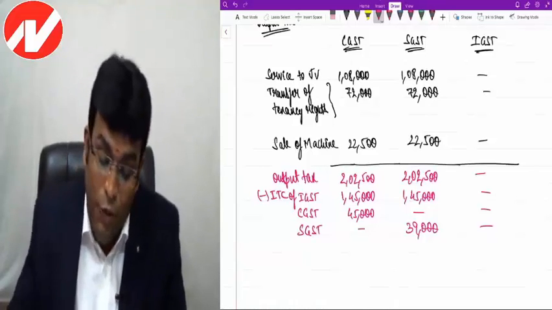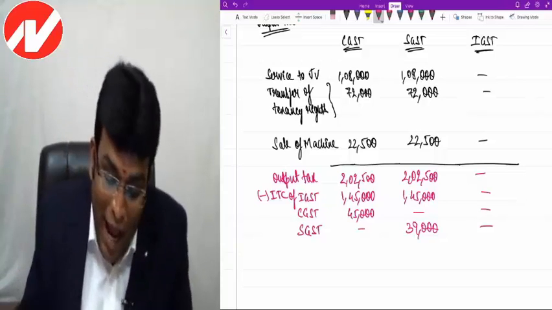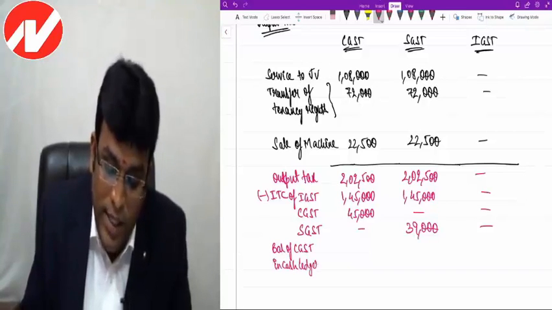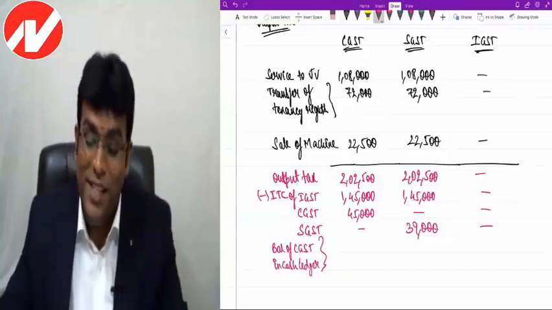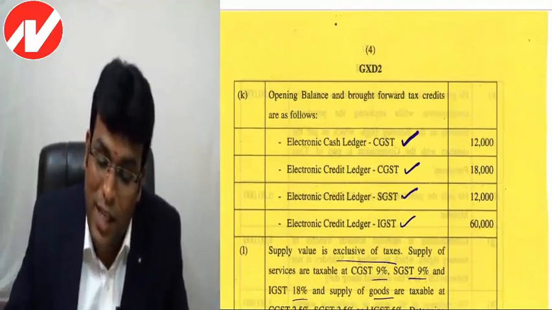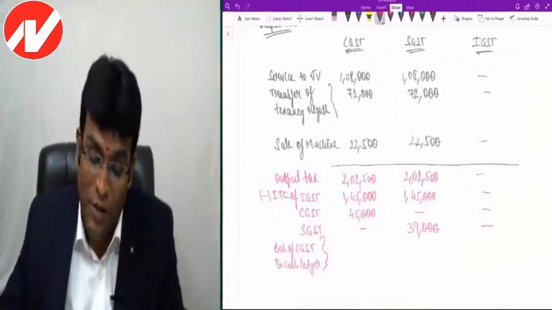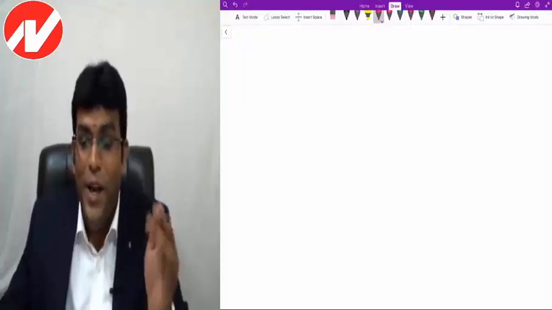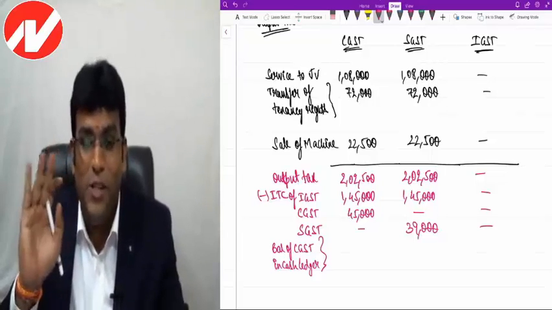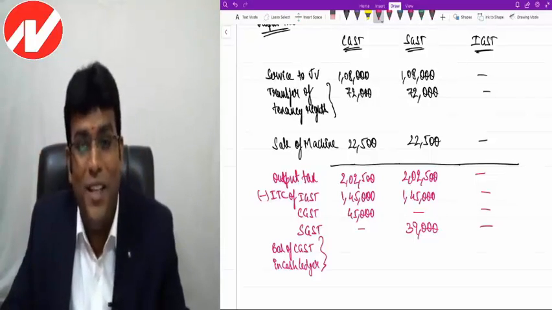I hope you are getting clarity, friends. So 145 plus 45 is 190 is over. But I have to pay 2,02,500. I have got balance of CGST in cash ledger. I can use it only for CGST. How much I have got actually? I've got a balance in CGST cash ledger, 12,000 I've got. And I already have to pay 2,02,500. When I have to pay 2,02,500, 145 is over, 45 is over. That means how much is gone? 190 is gone. Correct or not? When 190 is gone, what is the balance I have to pay?